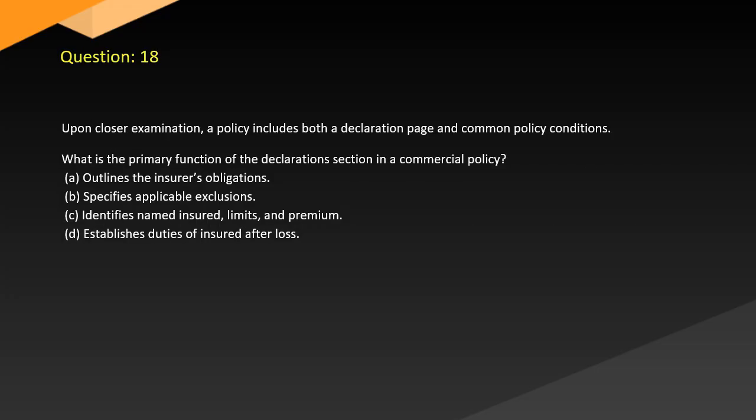Question 18. Upon closer examination, a policy includes both a declaration page and common policy conditions. What is the primary function of the declarations section in a commercial policy? A. Outlines the insurer's obligations. B. Specifies applicable exclusions. C. It identifies named insured, limits, and premium. D. Establishes duties of insured after loss.